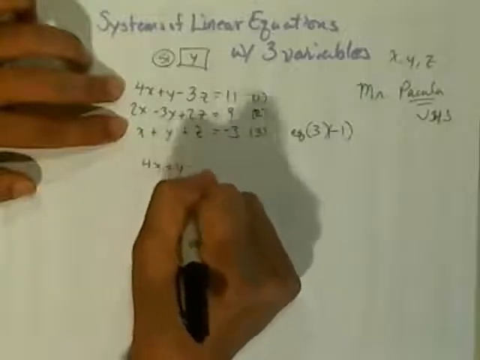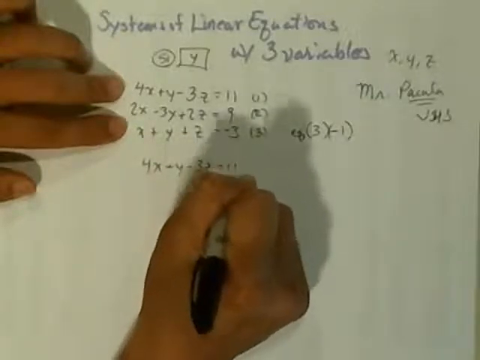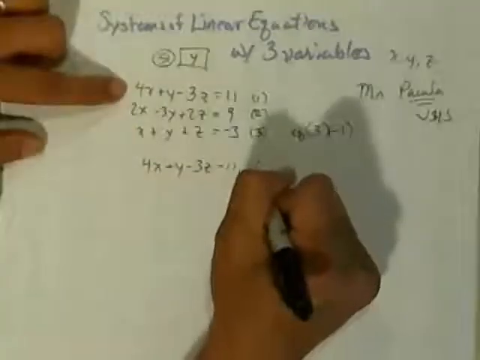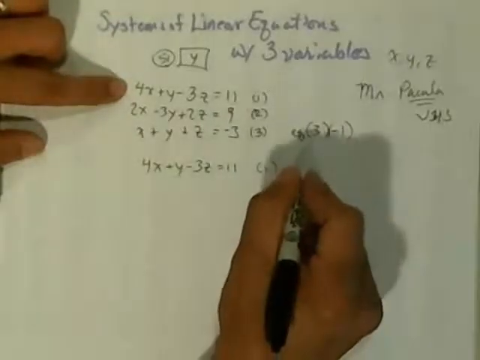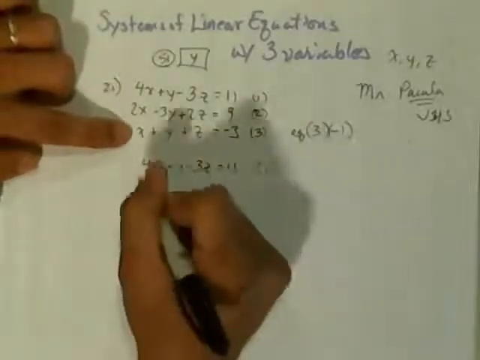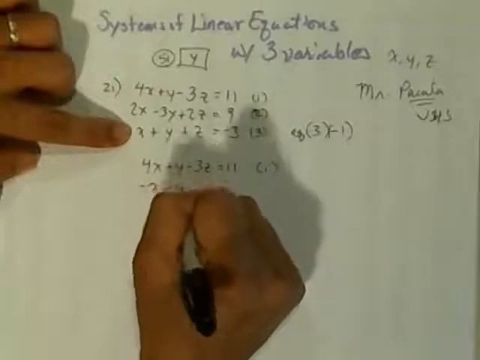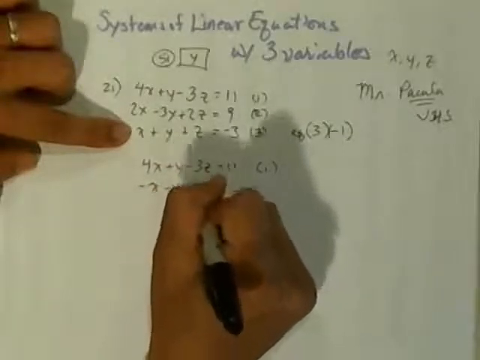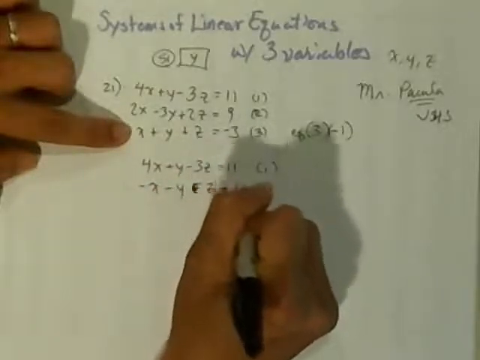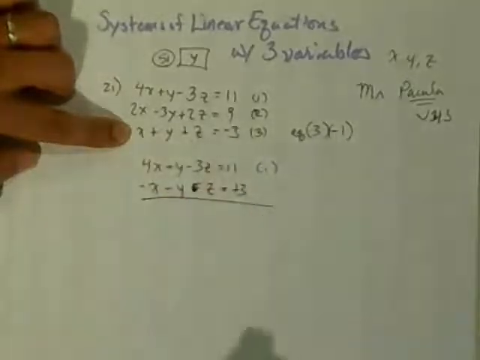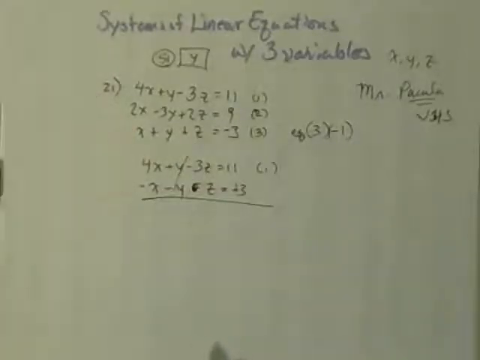So let's rewrite it. 4x plus y minus 3z is equal to 11. That's your first equation. Now I'm going to multiply equation 3 by negative 1. Negative x minus y minus z is equal to positive 3. There we go. We eliminated the y. That's called the linear combination method.